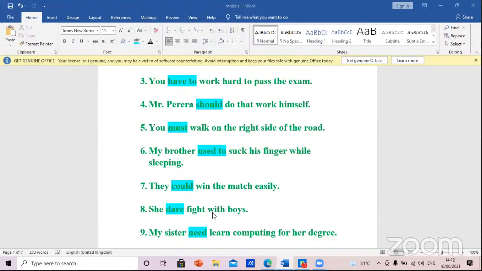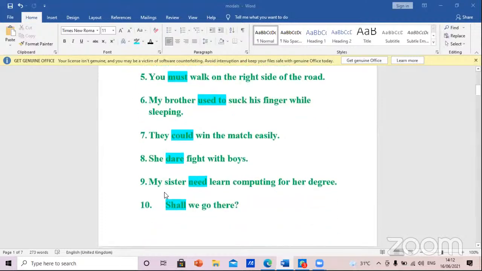My sister need learn computing for her degree. Sometimes, and most of the times, we say my sister need to learn. But this one is also correct. My sister need. Right?